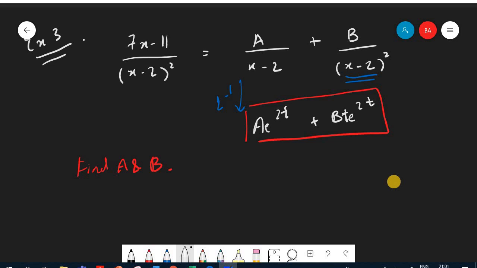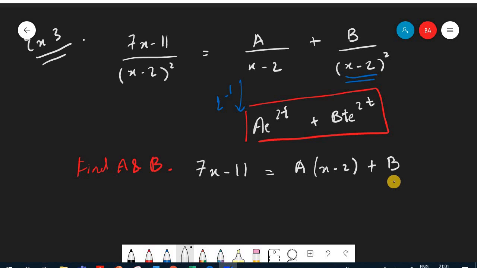This is my problem here. So I will try to multiply by x minus 2 the whole thing squared. If I multiply by x minus 2 the whole thing squared, I will get something like that: a into x minus 2, because I'm multiplying x minus 2 with the whole thing squared, plus b over x minus 2 the whole thing squared multiplied by x minus 2 the whole thing squared. It will cancel each other. So that is my equation if I multiply the denominator by x minus 2 the whole thing squared.